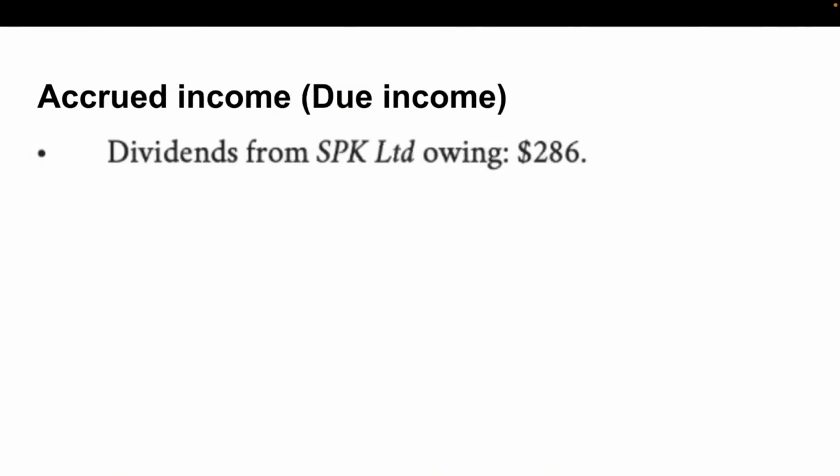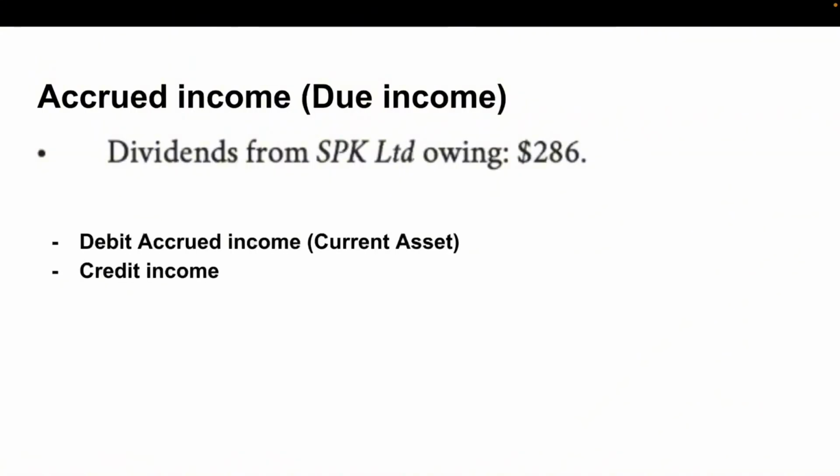So some of you might be guessing, we're going to be creating another account. And this time, instead of being a current liability, it's going to be a current asset. So we're going to debit accrued income, which is going to be, again, an account that we make. So we're going to make an accrued income account, and that's going to be a current asset, similar to the accrued expense, and then we're going to credit income.